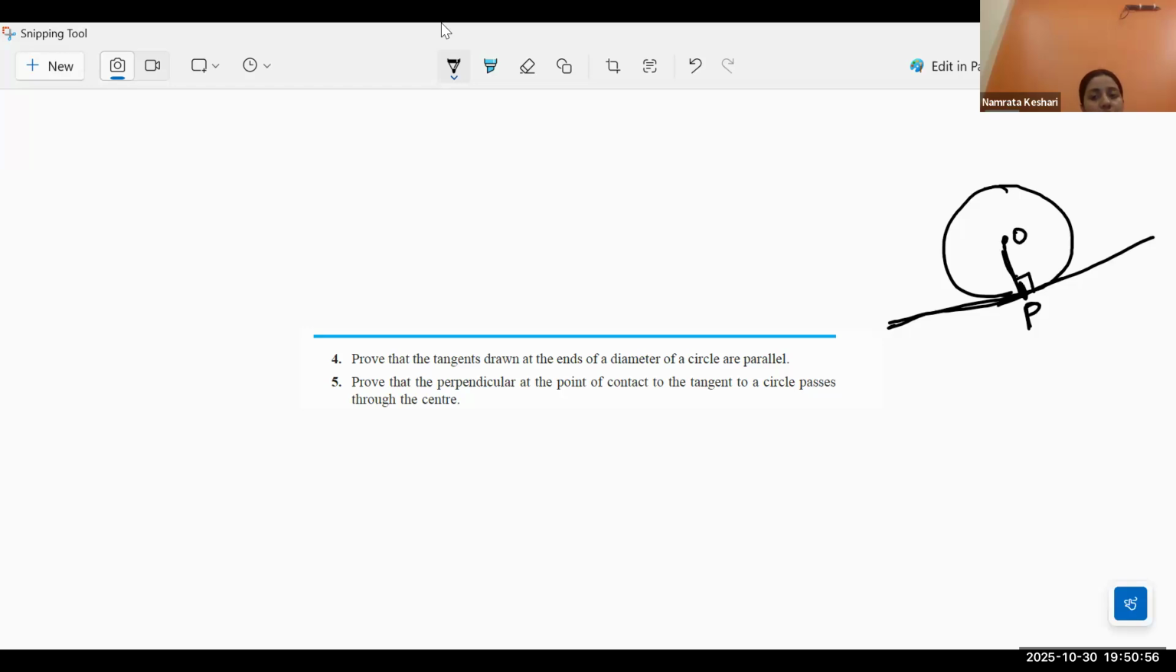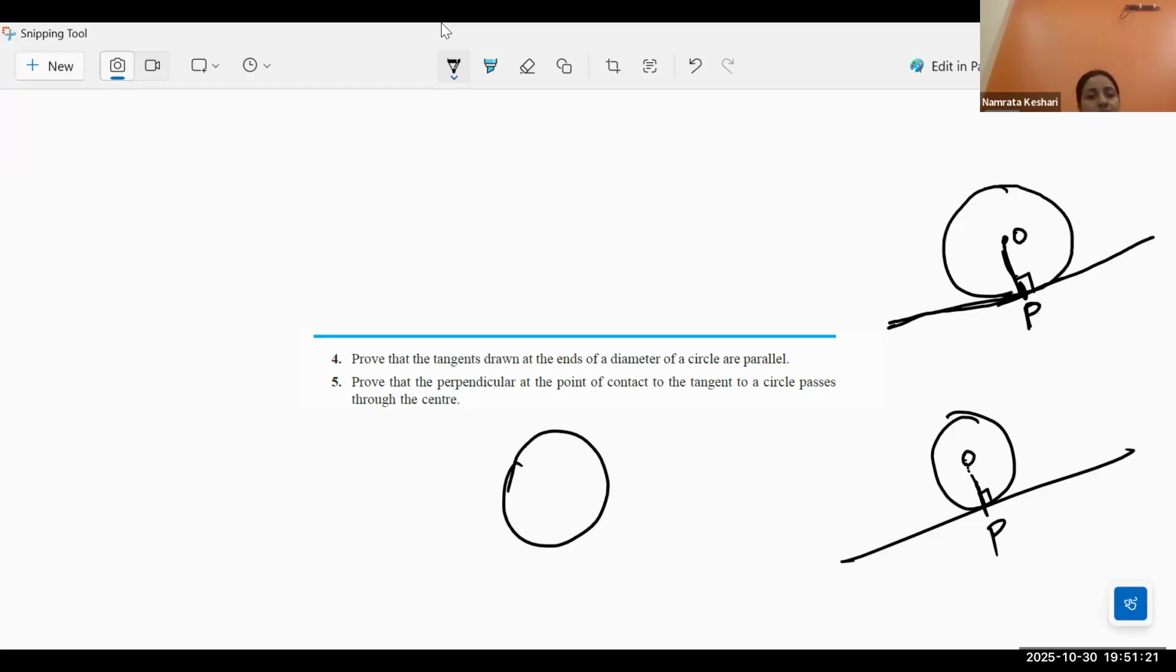We are just having a circle, we are having the tangent, and this is the point of contact. At this point of contact, I am drawing a perpendicular. But then I am realizing that when I'm extending this line, going and going, it is passing through the center. That's what we have to show. Making sense? Yes, ma'am.